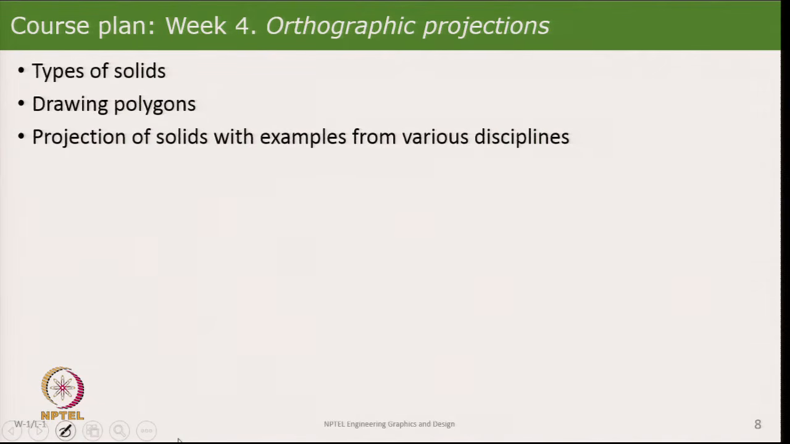In the fourth week, we will go to orthographic projections. We look at type of solids, we look at drawing polygons, and we look at projection of solids in different views from various disciplines. So, we look at a sort of a mechanical component, and when I say mechanical component, it could be anything. It could be your domestic pressure cooker, it could be your LPG stove, it could even be the shoes or the slippers that you are wearing. In some way, they are all mechanical components. We represent them by that broad category.